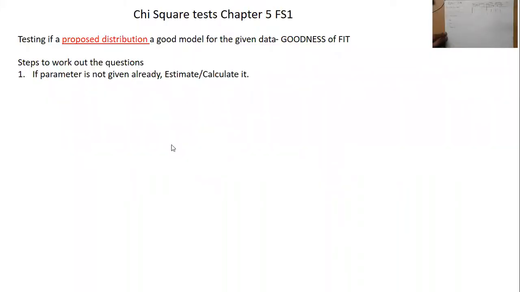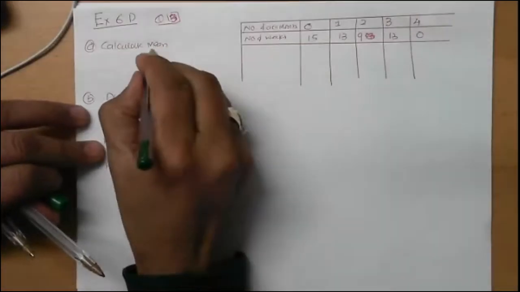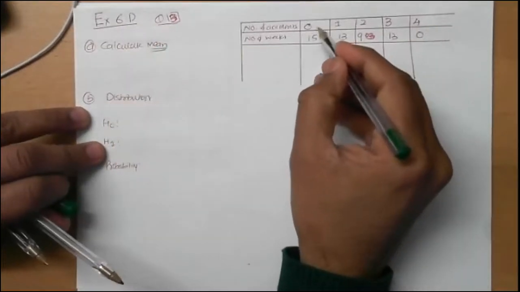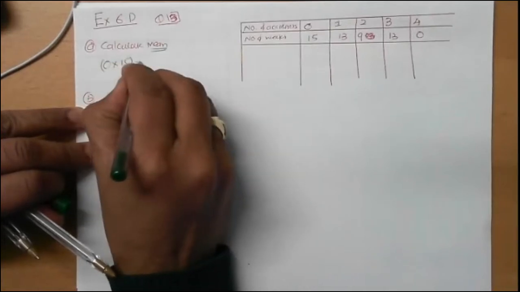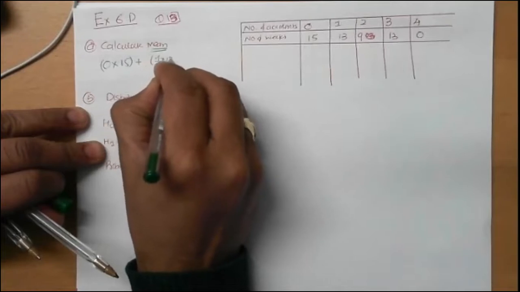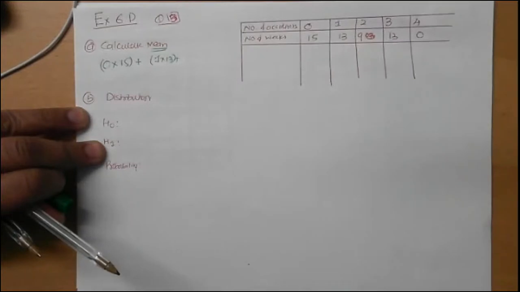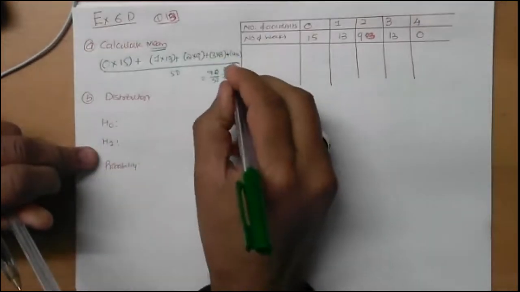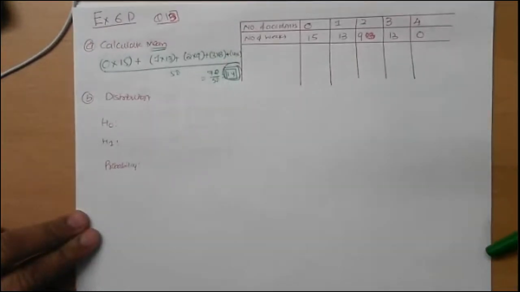Right, so step 1, if the parameter is not given already, calculate it. Question 3, part A, talks about this parameter anyway. It says work out the mean. So how do you work out the mean from here? You do number of accidents 0 times the number of weeks, then plus 1 times 13, and add them all together, then divide by 50. Let's work out the mean. Right, so the mean comes out as 1.4. This is a basic GCSE question.